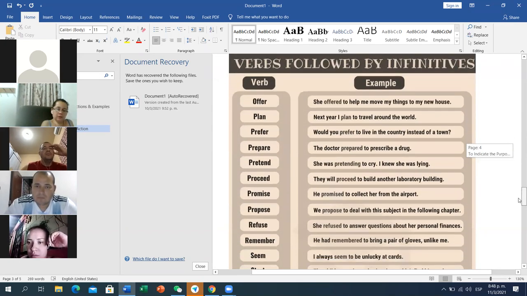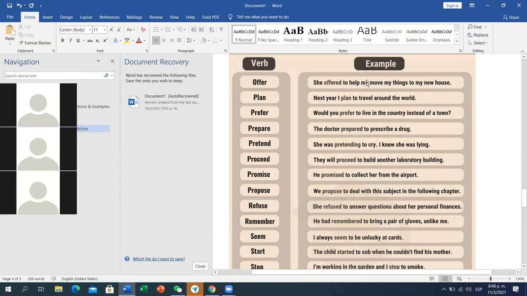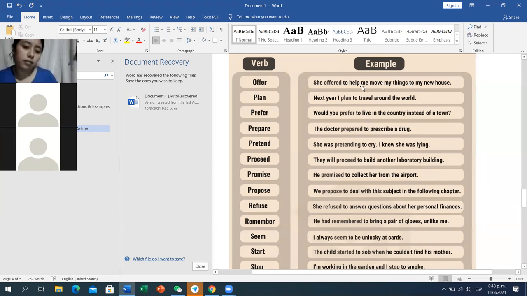Verbs followed by infinitives. Y aquí está. Okay. Could you please read the first one? Vamos a ver, ya pasaron algunos acá. Juan Reyes, go ahead. Okay. Lauren Alonso, continue, please. Which one? First one. She offers to help me move my things to my new house. Excellent. Very good. Okay. She offered to help me. There you go.